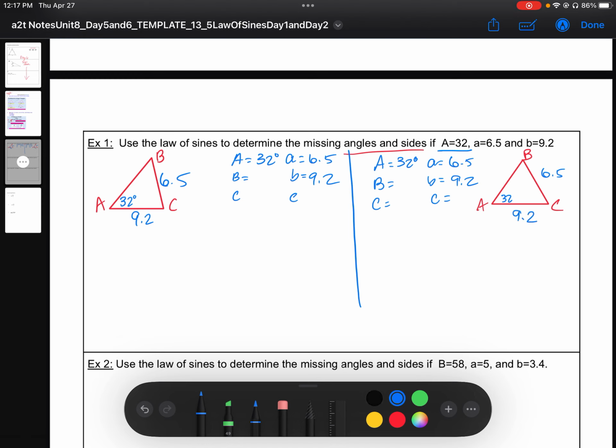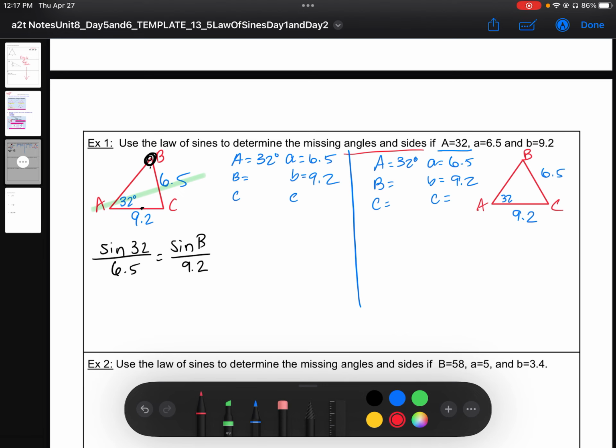Let's start with the triangle on the left. So let's work to find out what angle B is. Okay, we want to know the angle that's across from the side that we know. All right, so I'm going to use the law of sines to determine this. So I'm going to do sine of the information I know. So sine of angle A is 32 over 6.5, the side. Sine of angle B over 9.2.